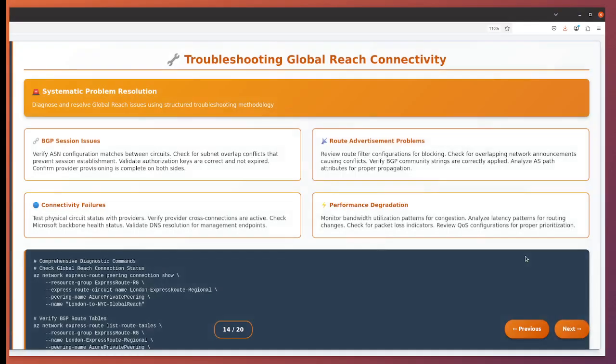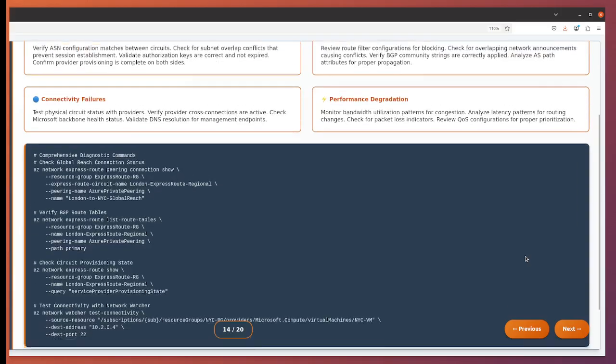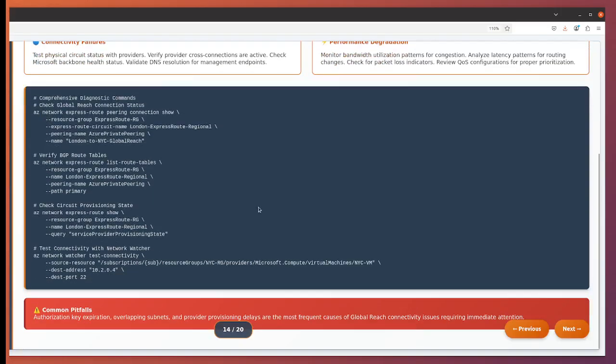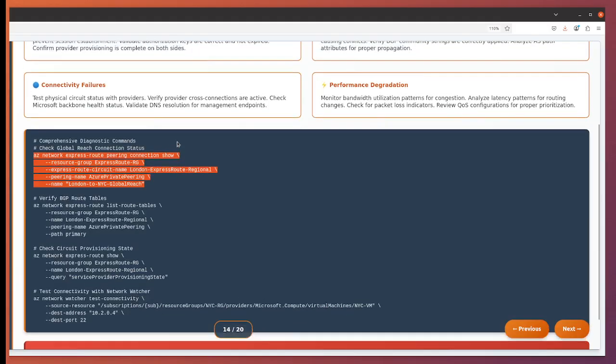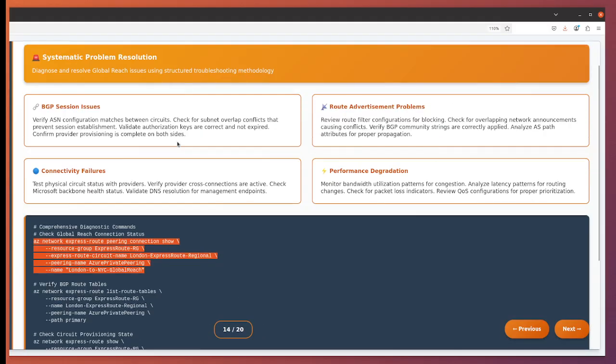Troubleshooting Global Reach connectivity. When Global Reach connections experience issues, systematic troubleshooting is essential for rapid resolution. The most common issues fall into 4 categories shown in the troubleshooting grid. Let me walk through each category in detail. BGP session issues often stem from mismatched ASN configurations, incorrect subnet assignments, authorization key problems, and provider provisioning delays that can prevent proper session establishment.